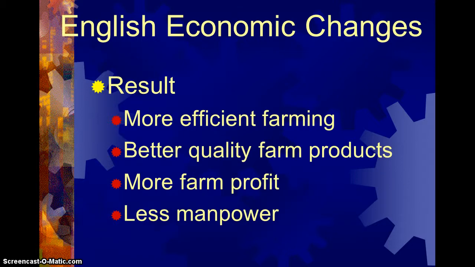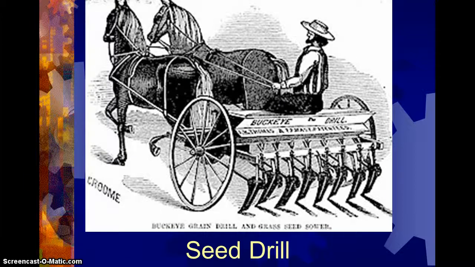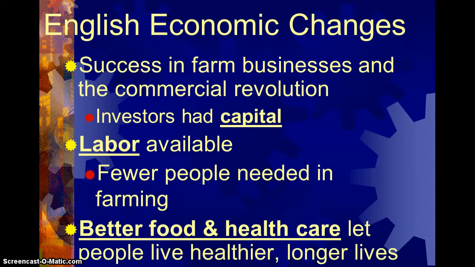It started in agriculture. The English economic changes resulted in more efficient farming, better quality farm products, more farm profit, and less manpower, because machines started to be used, and as I said, you had fewer people working on the farm, so there was more farm profit. This is the seed drill, where it's pretty obvious from the picture.